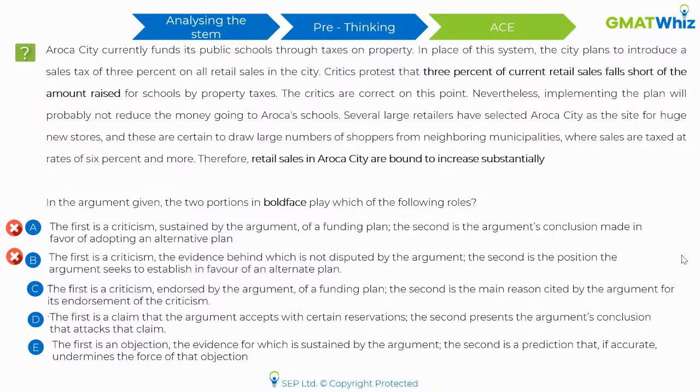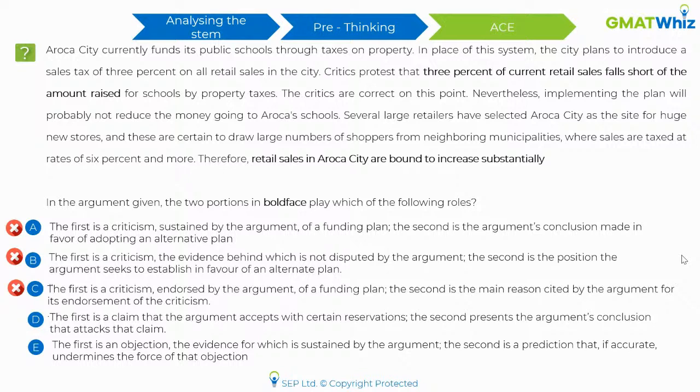Okay, the first is the criticism, says C, yes, endorsed by the argument. Now, it means the criticism is supported by the argument. No, the criticism is not supported by the argument, as we discussed in A. Language is different, but the meaning is same. The evidence behind the criticism is supported, but the criticism itself is not supported by the argument. The second is the main reason cited by the argument for its endorsement of the criticism. Well, let's break this. The second is the main reason cited by the argument to support the main conclusion, but not for the endorsement or supporting of the criticism. So C is also out.